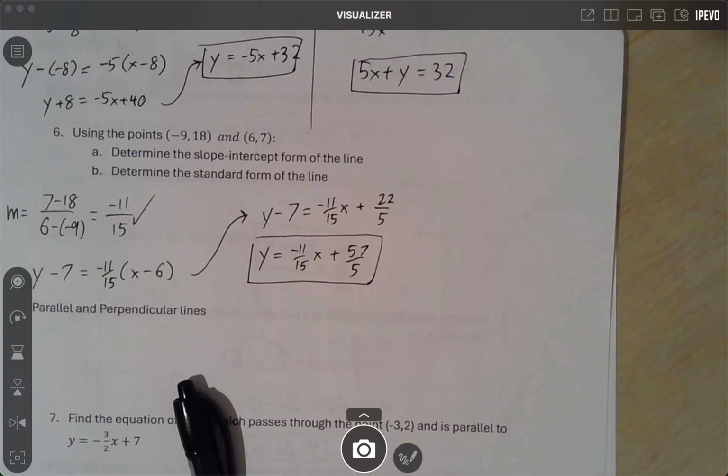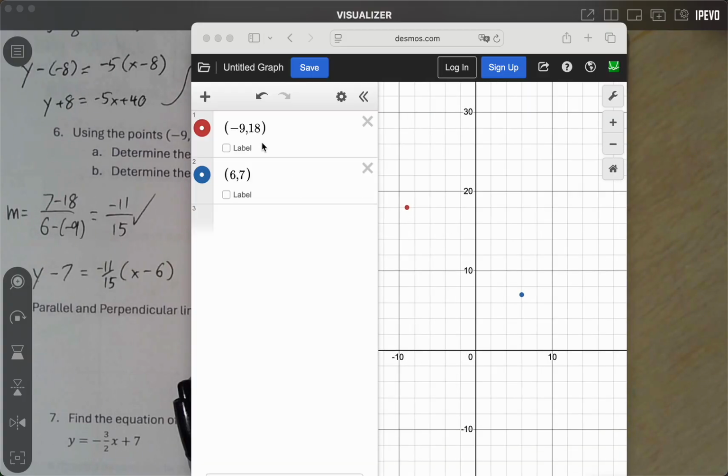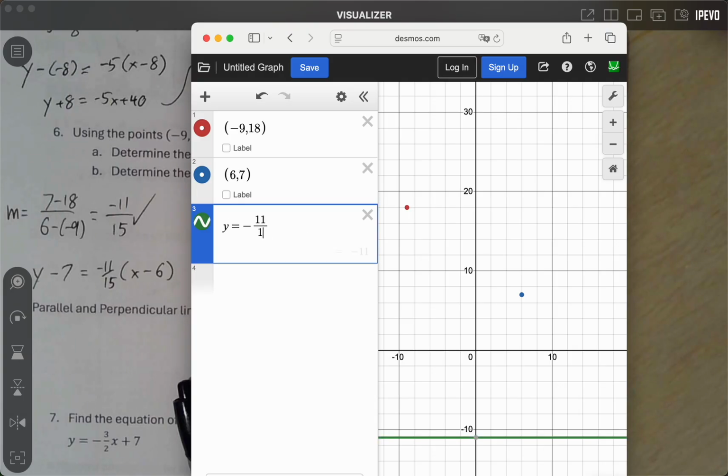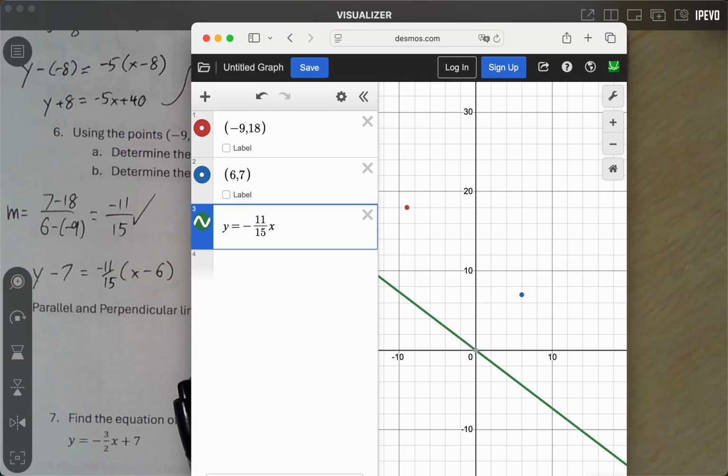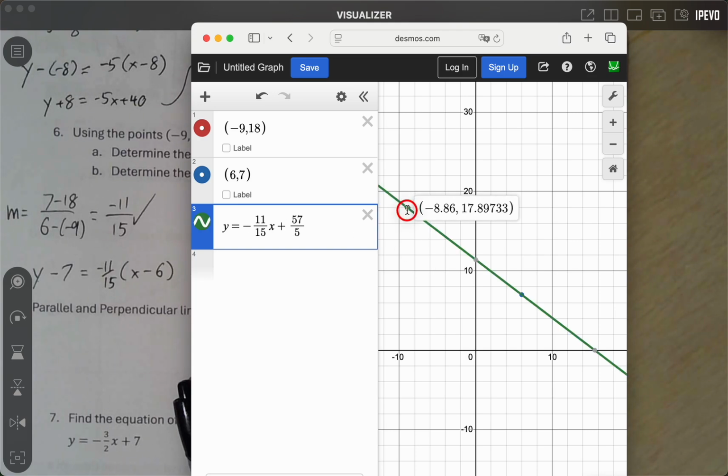All right. Just for the sake of it, I've gone ahead and opened up a little graphing tool here, and I've graphed negative 9, 18, there it is in red. I've graphed 6, 7, there it is over here. And one way I could check my work here is I could very carefully plug in that simplified equation, which was negative 11 over 15x, and then plus 57 over 5. And take a look at that. That crosses through both of my points, so I know that I've found the correct equation.